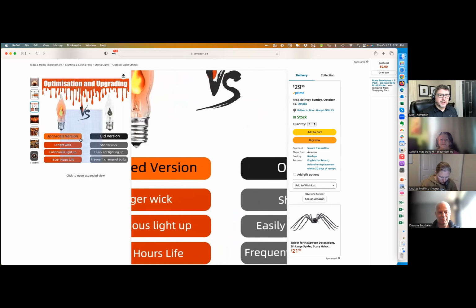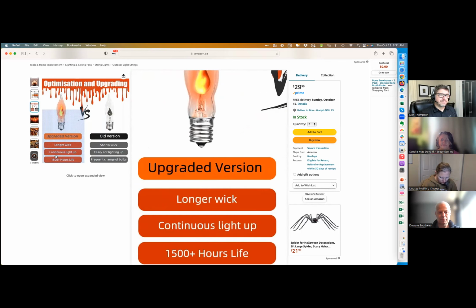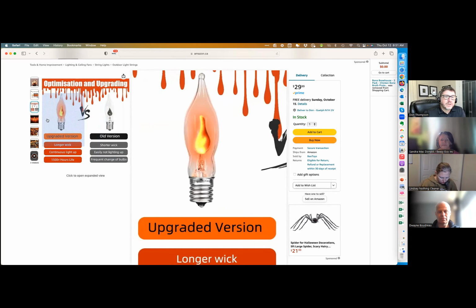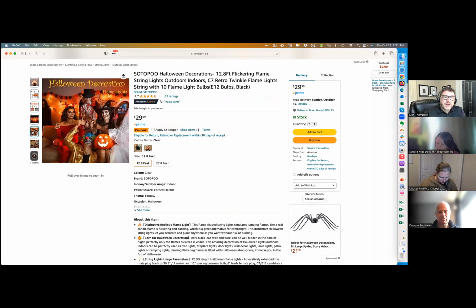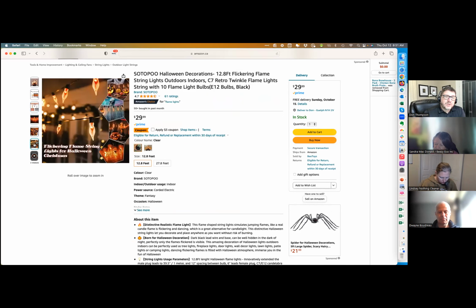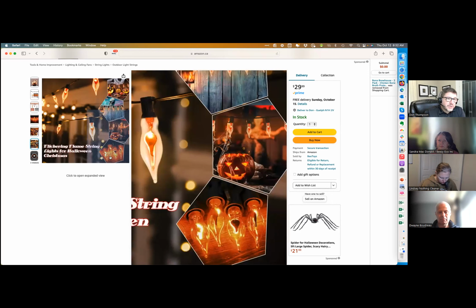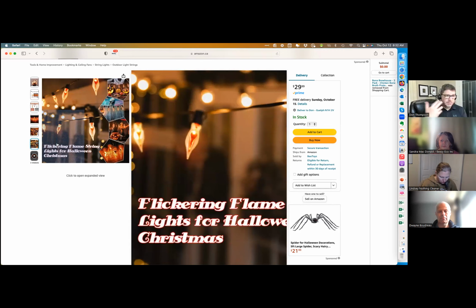But now they're saying the new version has a longer wick, continuous light, 1,500 hours of life. Okay, and so we can make some decisions if this is something I'm interested in. Right? And then I go through some lifestyle images because people are going to want to know, what does it look like? These are kind of extraneous, of course, more super lifestyle, where you'd use it. And then flickering flame string lights for Halloween, Christmas. Okay, so this is a dead ringer for typically China direct from the factory, based upon just some of that not knowing kind of what they're selling into.